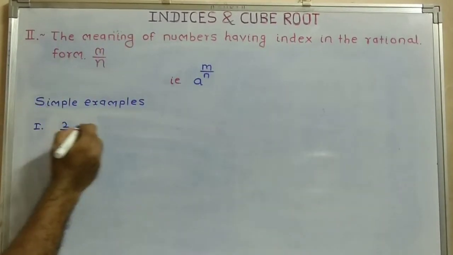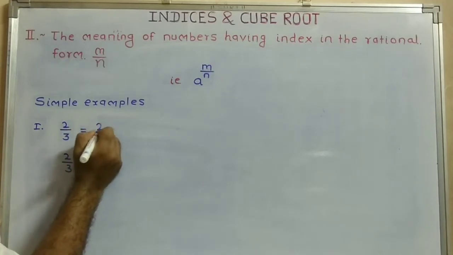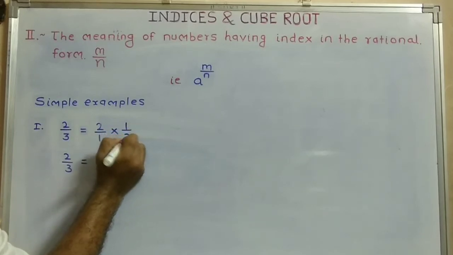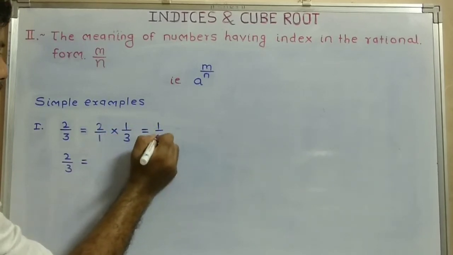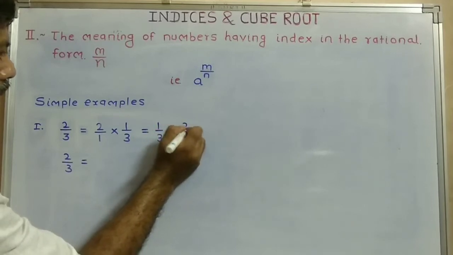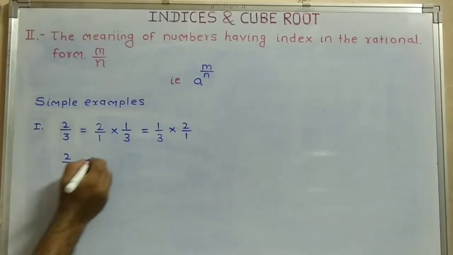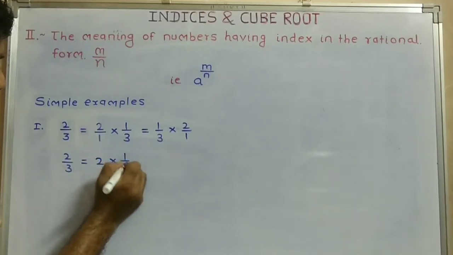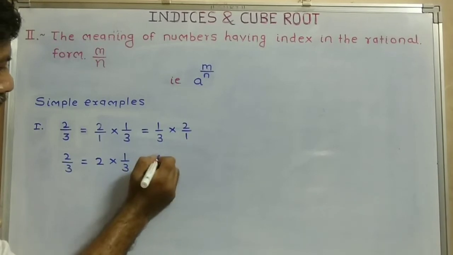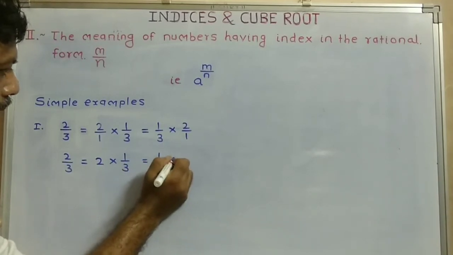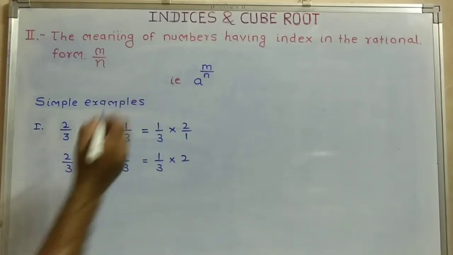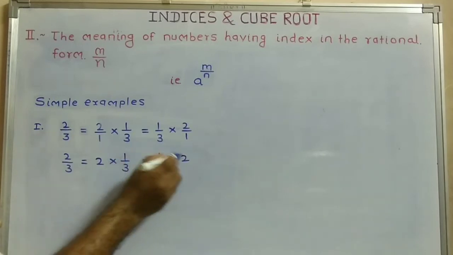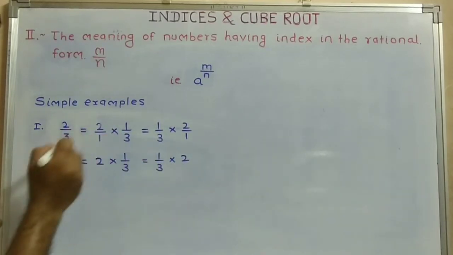Understand its meaning. What is the meaning of 2 upon 3? 2 upon 3 can be written as 2 upon 1 multiplied by 1 upon 3, or it can be written as 1 upon 3 multiplied by 2 upon 1, which means 2 multiplied by 1 upon 3, because 2 into 1 is 2, and 3 into 1 is 3.